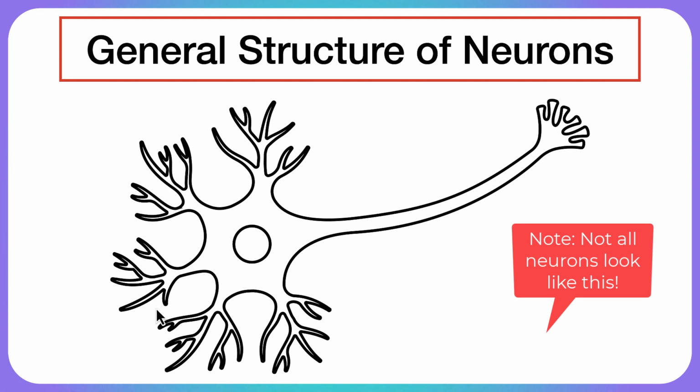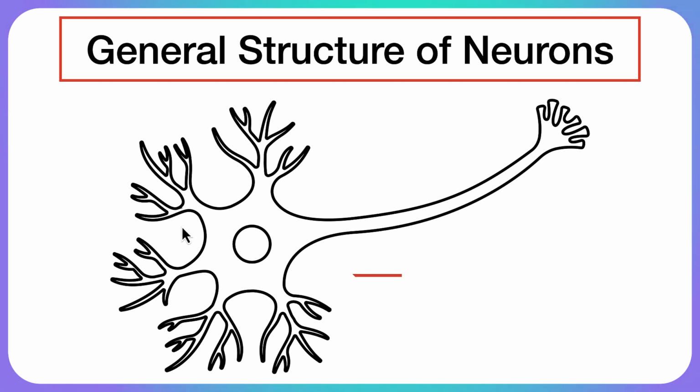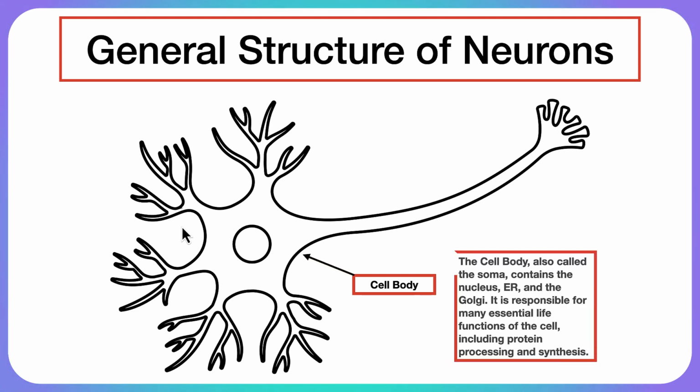So here is a picture of a neuron, and the first part that we're going to look at in this picture is going to be the cell body or soma. The cell body or soma is going to contain the nucleus, the endoplasmic reticulum, and the Golgi, and it's going to be responsible for many essential life functions of the cell, and this is going to include protein processing and synthesis. So the cell body is where a lot of the organelles are going to be found, and it's going to be responsible for many life functions.